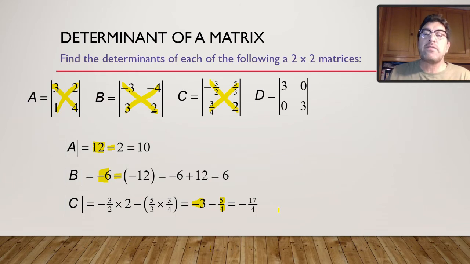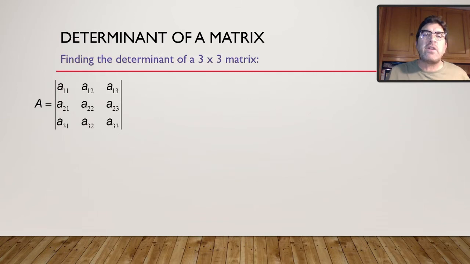The determinant for D, a very interesting one. Notice that there's zeros. This is a matrix with a number other than 1 on its diagonal. Okay, so let's have a look. If we determine our product, we get 9 minus nothing, which leaves us with an answer of 9. Okay, so I'm sure you found that very easy.